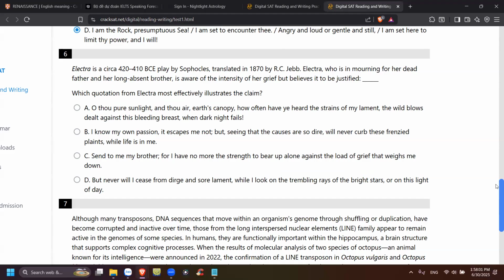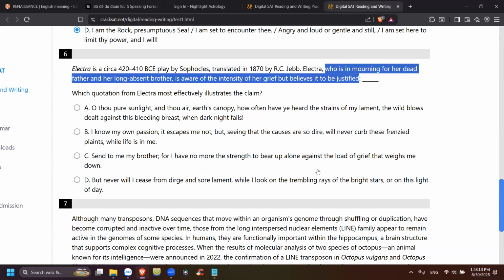It's a hard one because it's poetry. Yeah. It's not C because C is so emotional. Look at this one. They say, "I have no more the strength to bear up alone against the load of grief." It means that she is aware of the grief, but she cannot bear it, right? So "believed it justified" means she had to bear it. So it's not C.